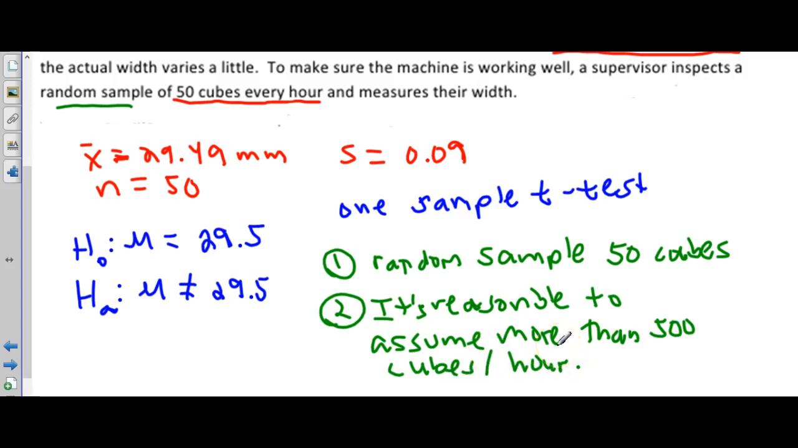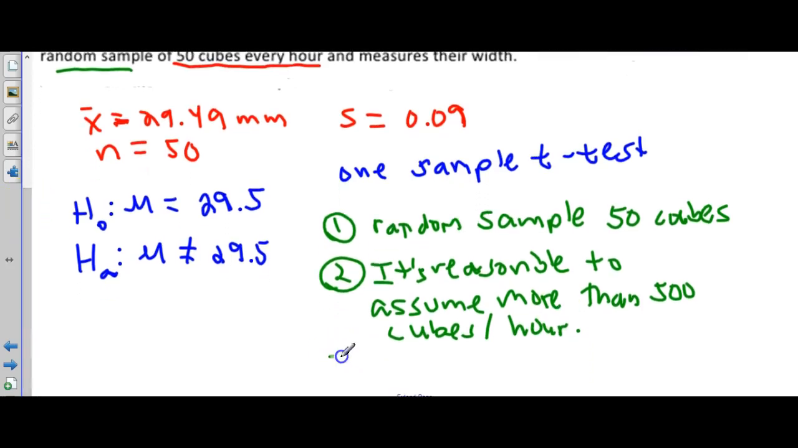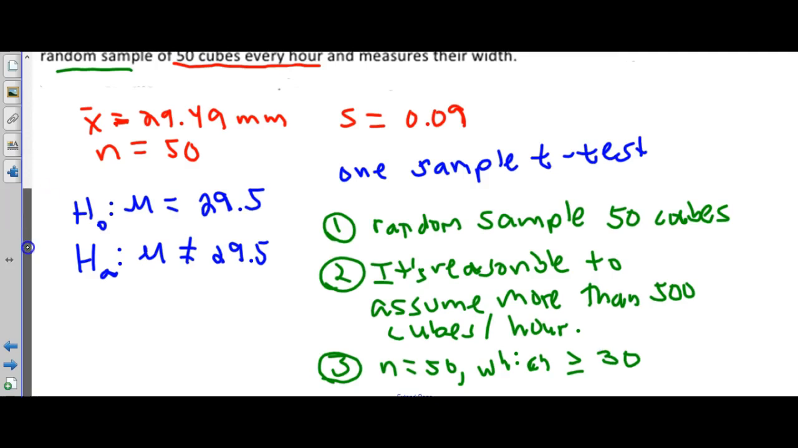And then the last condition we need to check is the large counts condition. And we want to compare our sample size to 30. So n is equal to 50, which is greater than or equal to 30. So that condition is met. And this allows us to actually use our t-distribution. We don't need to worry about checking for skewness or outliers in the distribution of our sample, because we know that once we get to around a sample size of 30, normality can be assumed.